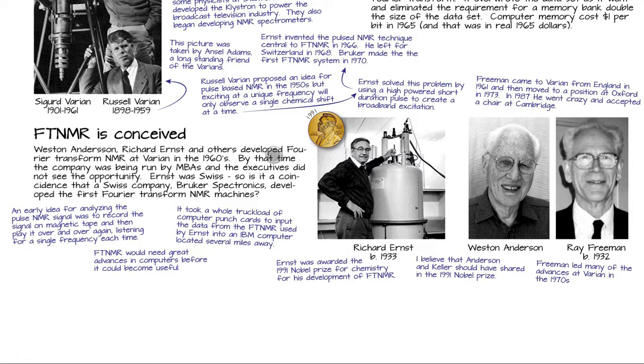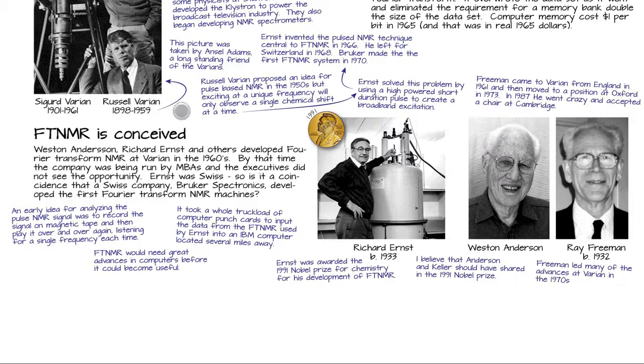Now, Varian was becoming quite successful, and they had some money to throw around at pure research, and so they hired Richard Ernst, Weston Anderson, Ray Freeman. These people were coming out of universities with big ideas about nuclear magnetic resonance, and they were coming to Varian to work because that's where the business was. Varian was one of the companies that started Silicon Valley, and these guys were joining the startup, if you will. Ernst, Anderson, and Freeman collectively worked together and developed Fourier transform NMR. Russell Varian himself had the idea, but he had the idea 10 years before you could do anything about it.